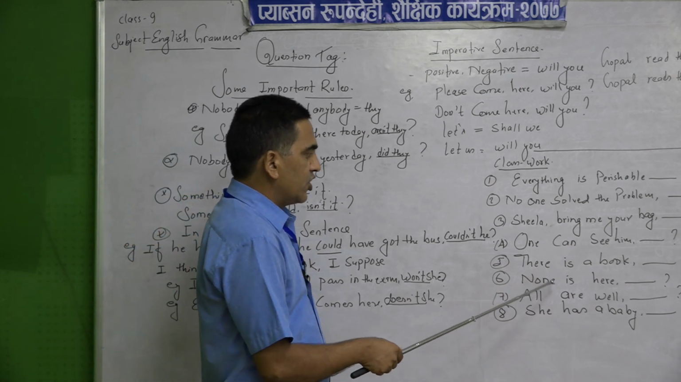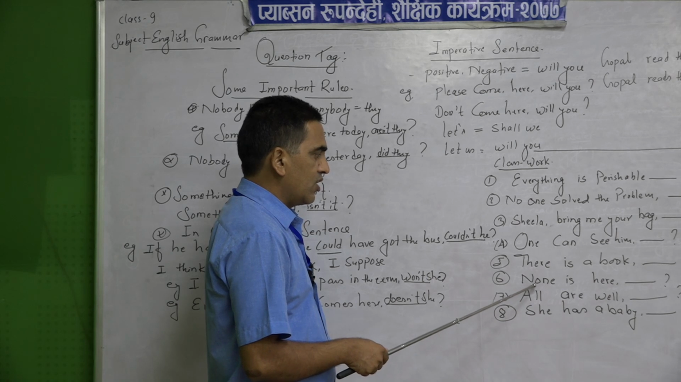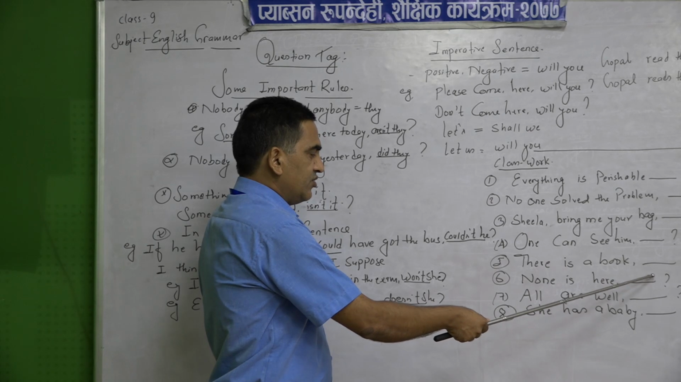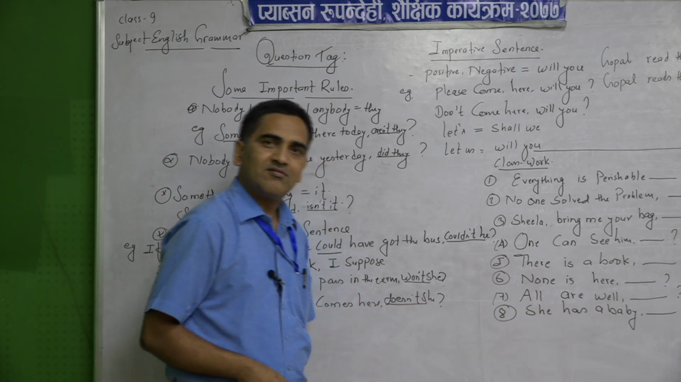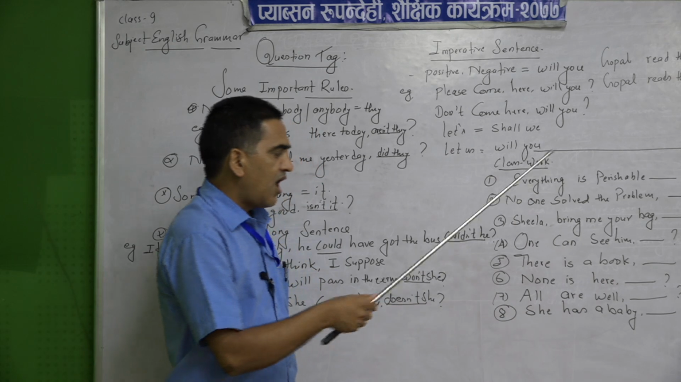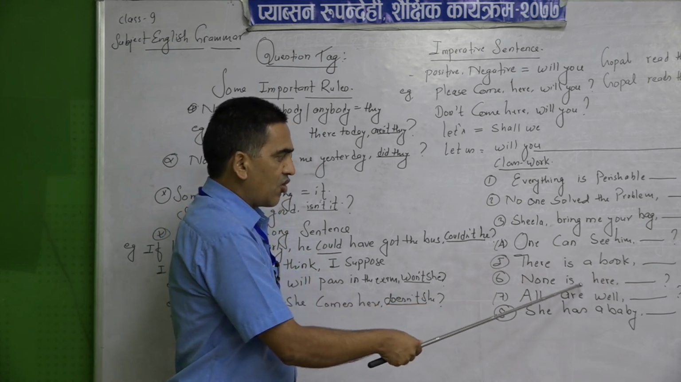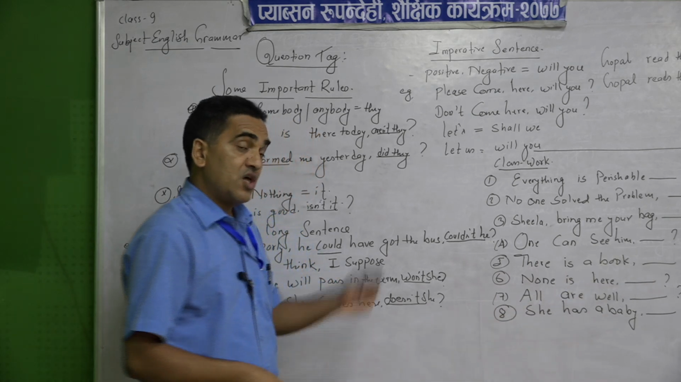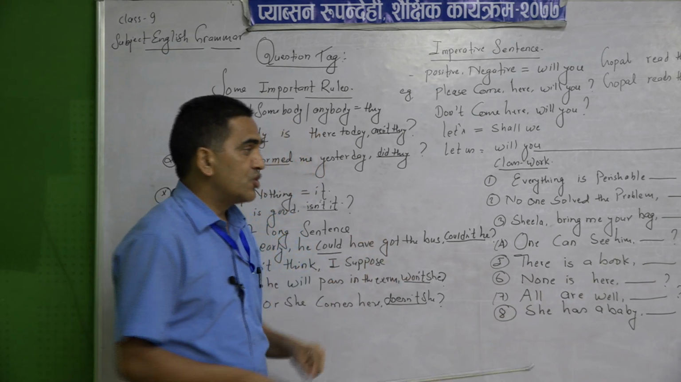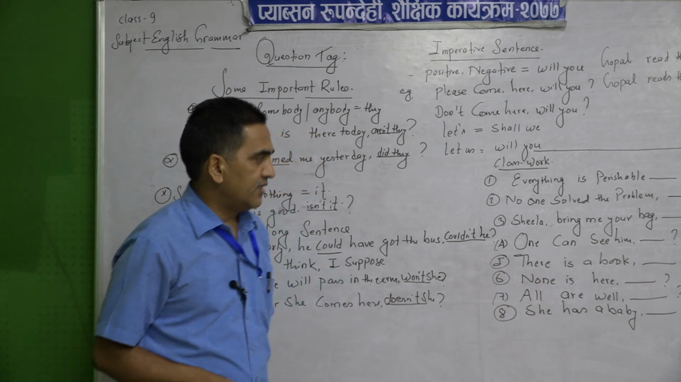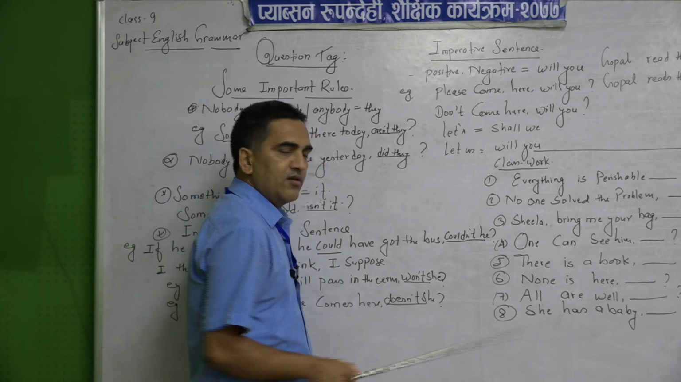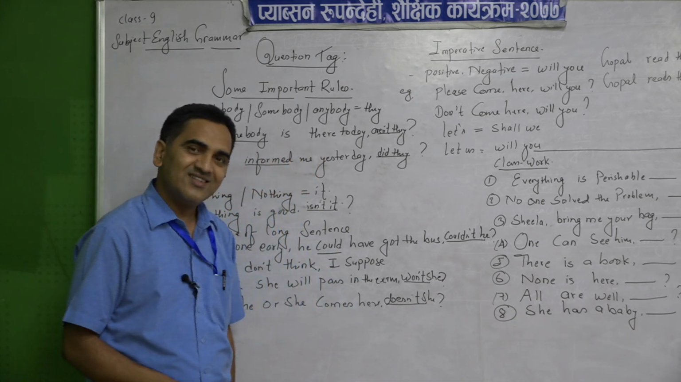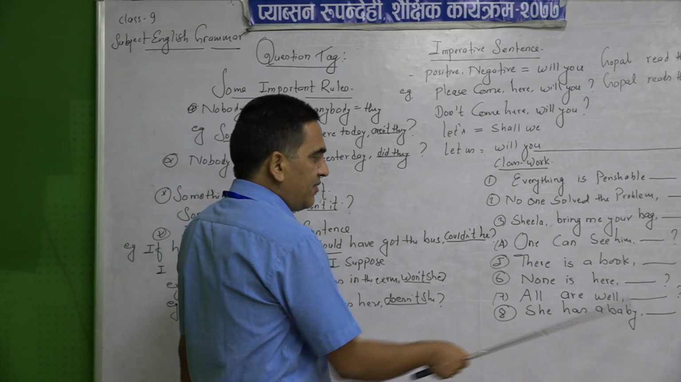And 6: no one is here. No one becomes the pronoun they. No one is negative, so we write a positive: are they? Because they always take are, not is. Here is is, you will see the is. Now according to the subject we should write the verb. The subject determines the verb. Another, all are well. Positive sentence, so aren't they?